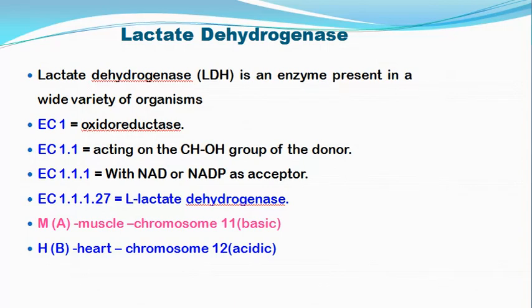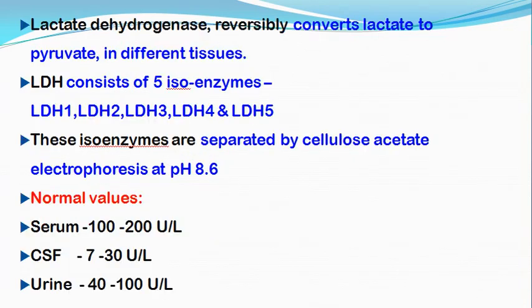Here two subunits are present. M indicates the muscle subunit, and it is from chromosome 1. The other subunit is the heart subunit, from chromosome number 12, and it is acidic in nature. We denote this subunit as H. Now, lactate dehydrogenase reversibly converts lactate to pyruvate in different tissues.